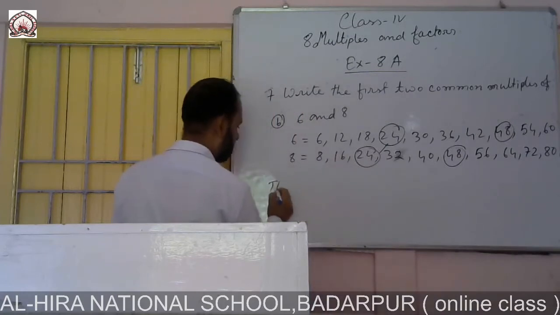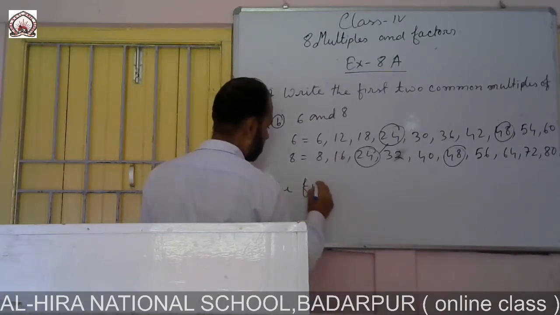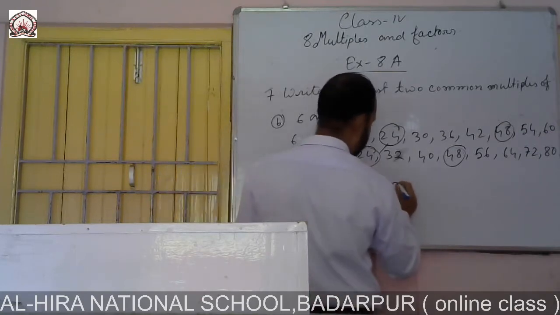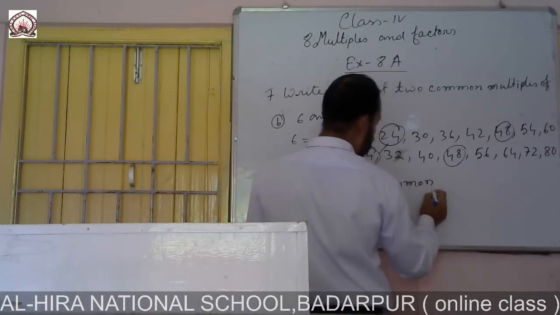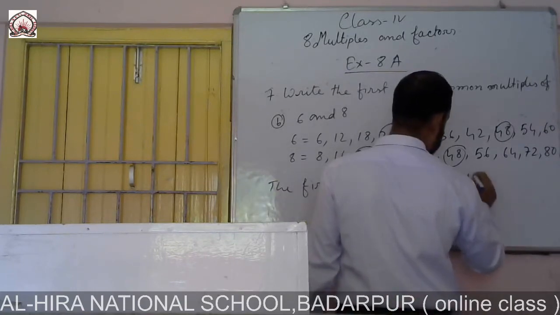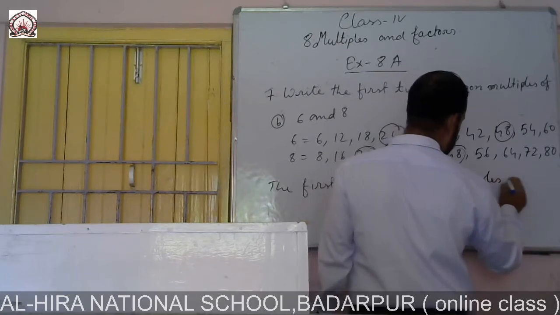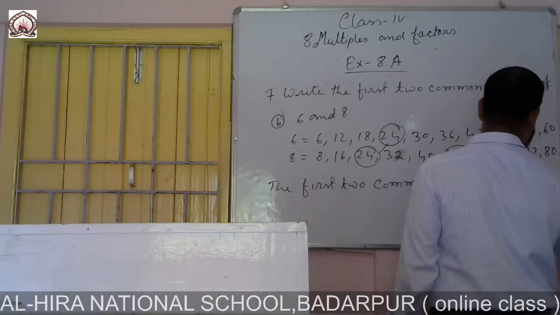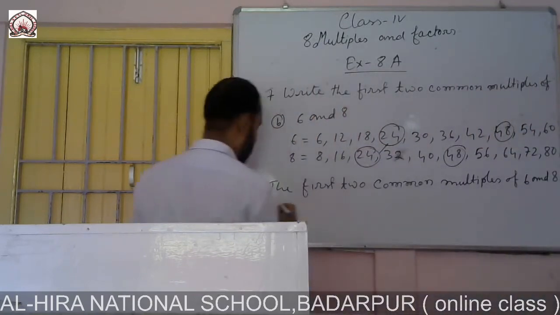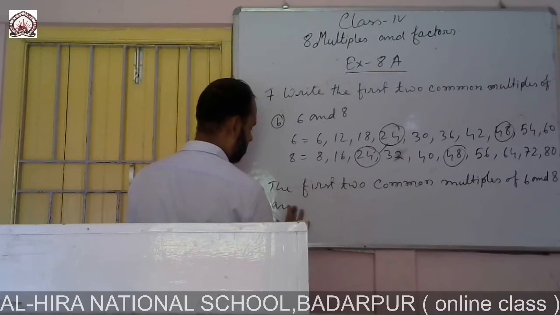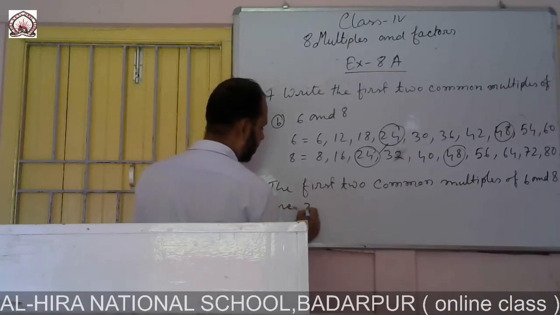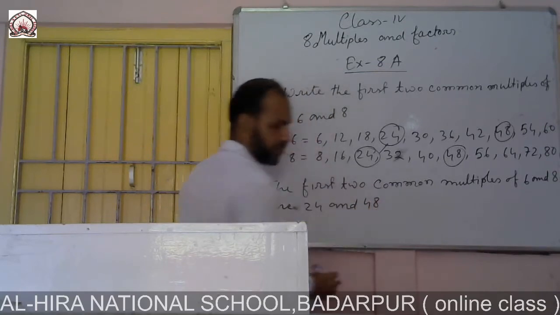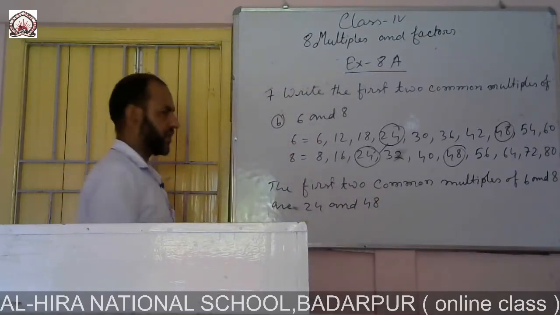The first two common multiples of 6 and 8 are 24 and 48.